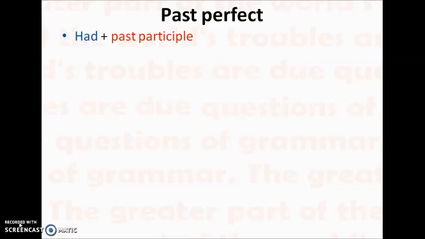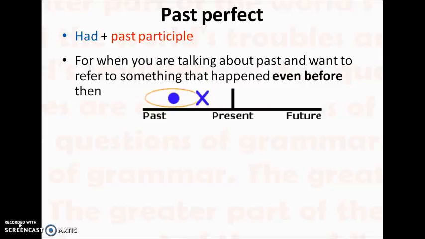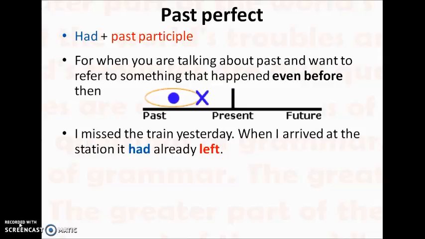And lastly, we can also use the past perfect tense to talk about the past. In past perfect, we use the verb had, the past form of to have, followed by past participle of a verb. We use this form when we talk about past and want to refer to something that happened even before then.